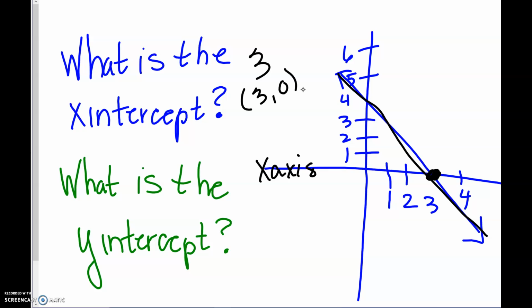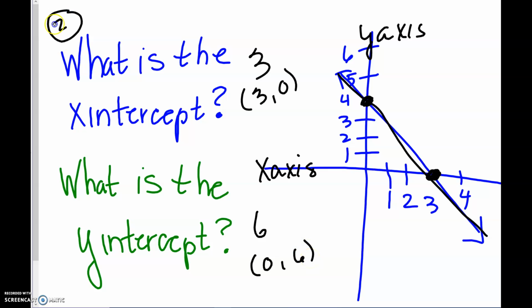What is the y-intercept? Well, that's where the line's crossing the y-axis. And in this particular case, the y-intercept is 6, and that ordered pair is (0, 6). So that was number 2. So make sure you're labeling your problems.